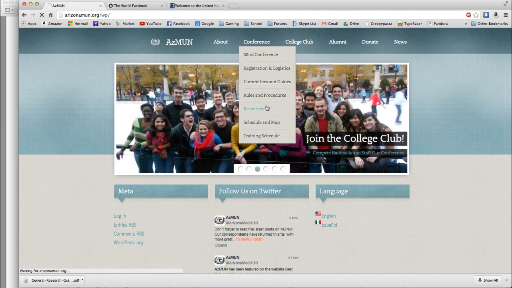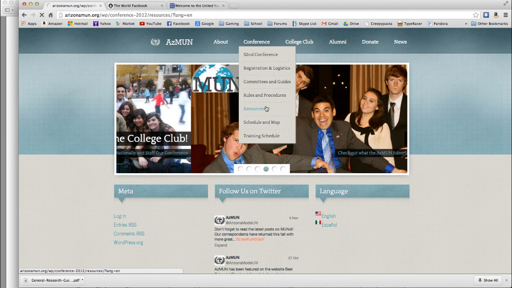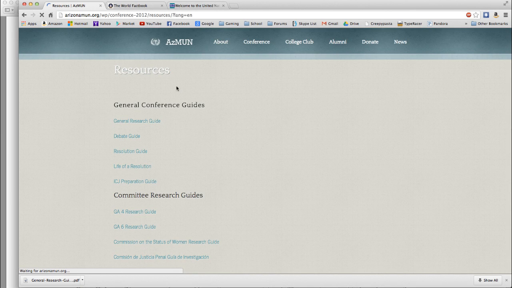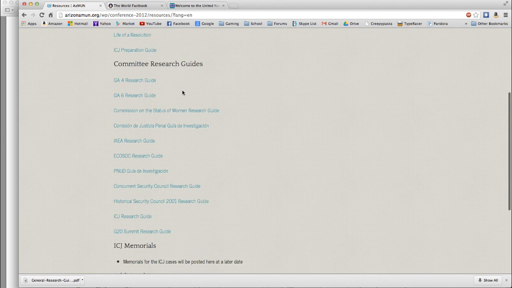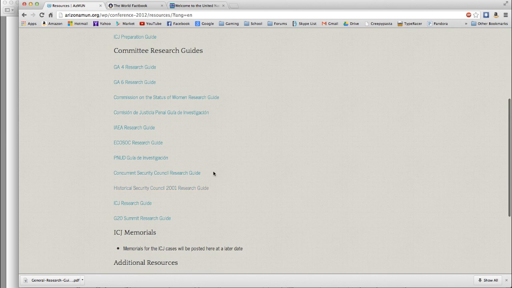The resources are going to provide most of what you already have in your binder, but if you happen to lose any from here. Also, the resources provide something very important, and that would be the committee research guides. Now, all of you at this point have been assigned a committee, whether it's GA4, GA6, CSW, ECOSOC. You can find that committee right here and choose to download one of these, and it will basically guide you through what your topic is about, the best way to research it, questions to ask yourself for critical thinking, all of that.